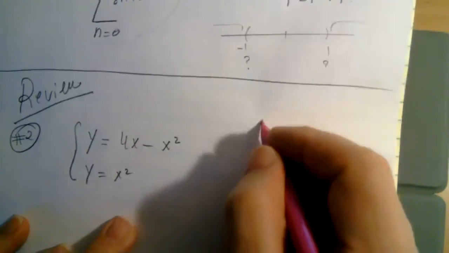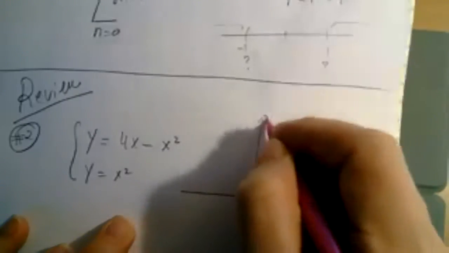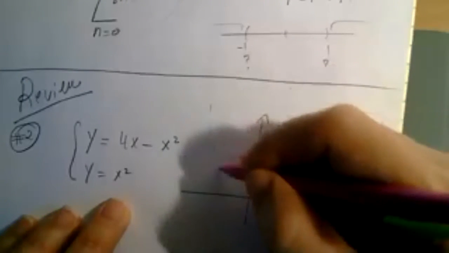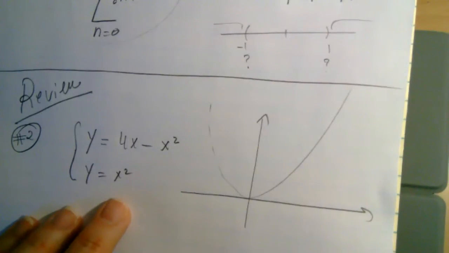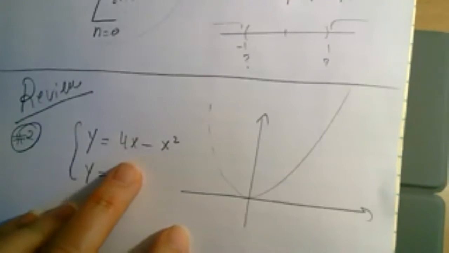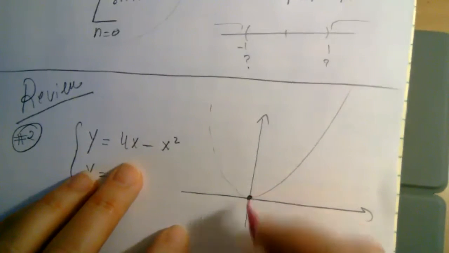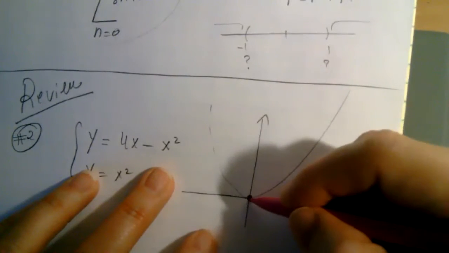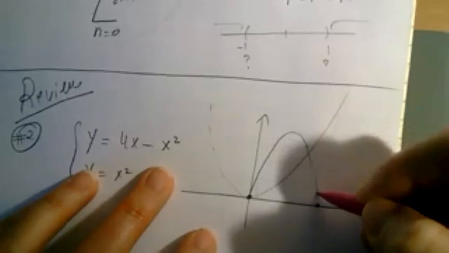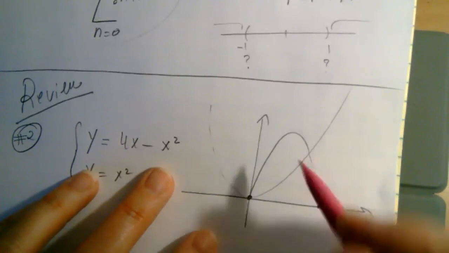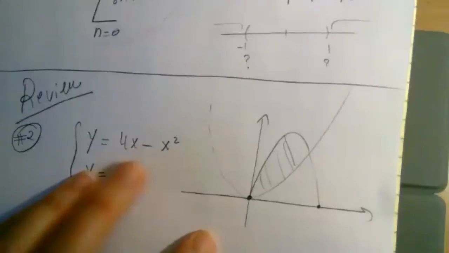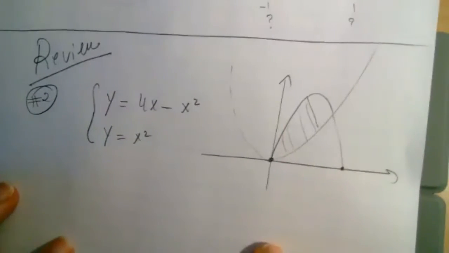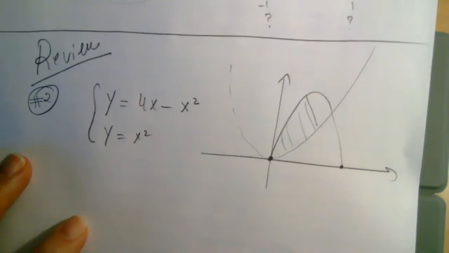Okay, so first let us graph this a little bit. y equals x squared is basically a parabola, and 4x minus x squared is a parabola going down. At 0, we are right here. At x equals 4, we are right here. This is the region that I am interested in. Okay, so we're going to set it up. I will not integrate. I know you know how to integrate because this is an easy one. So let us set up.